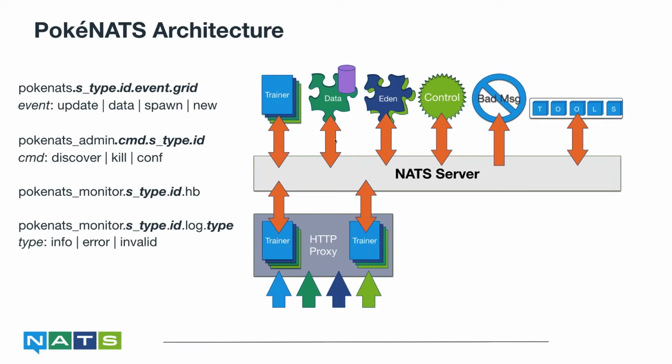and then that way achieve some utility with that. In addition to that, all services actually publish their service type ID and hardcode. And that's actually what enables the control service to know if the data, the EDEN, or the invalid message service are actually running, right? So that information can be used for some purpose.